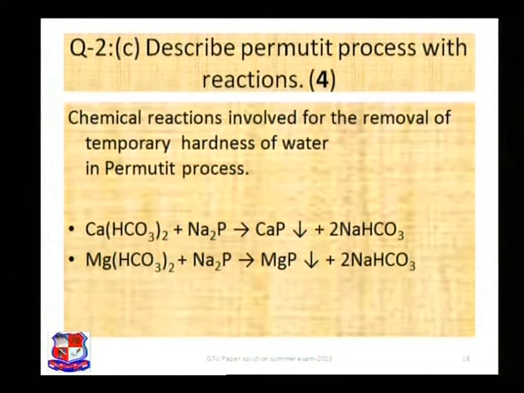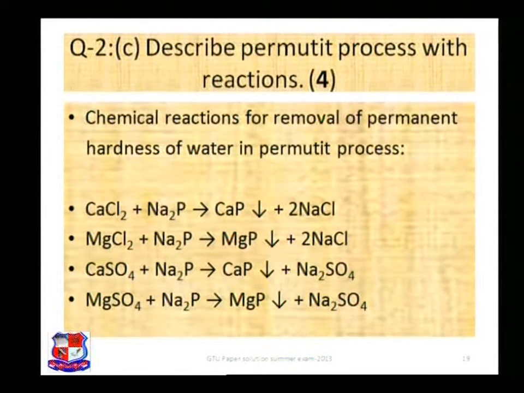Let us see the permanent hardness removal chemical reactions. What are the reactions? It's very simple and very easy to remember. For permanent hardness, the salts responsible are calcium chloride, magnesium chloride, calcium sulfate, magnesium sulfate. These four salts are responsible for the hardness, or you can say permanent hardness in the water. So how to remove it? You are passing your hard water through the sodium permutate bed.